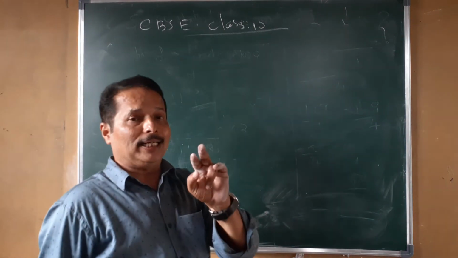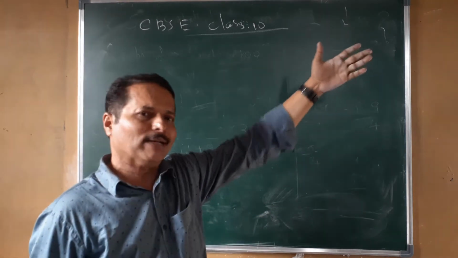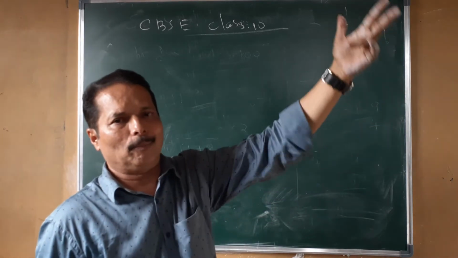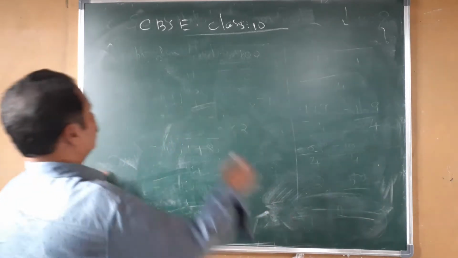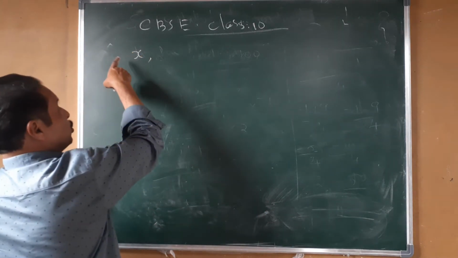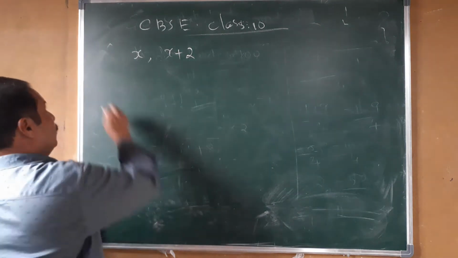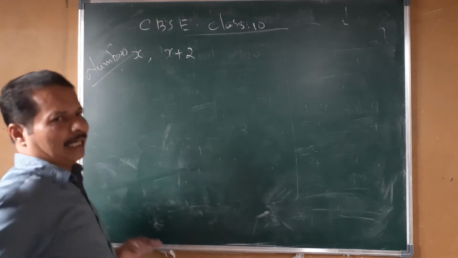The difference between two consecutive even numbers is 2: 2, 4, 6, 8, 10, 12, and so on. 6 plus 2 is 8, 8 plus 2 is 10, 10 plus 2 is 12, 12 plus 2 is 14. So the difference between two consecutive even numbers is 2. If one number is x, automatically the other number is x plus 2. Let the numbers be x and x plus 2.